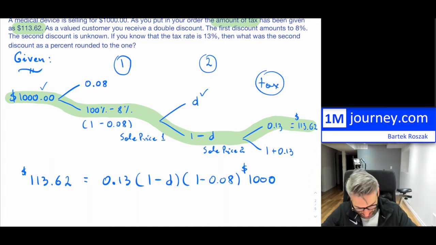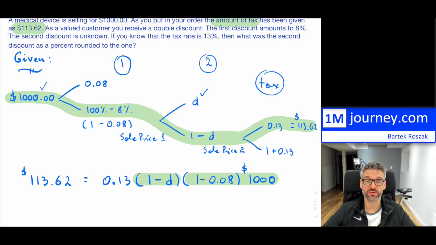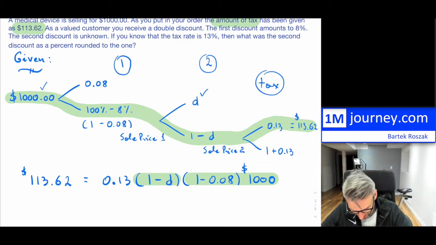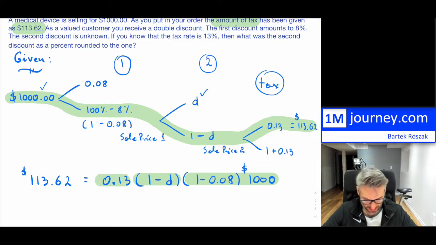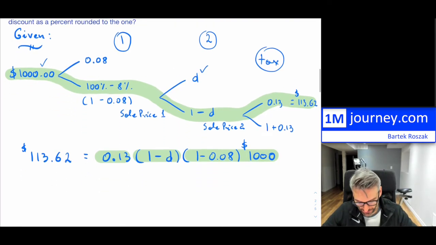So, within here, what would have happened is if you multiply these two together, you would have had the first sale price. After that sale price, if you multiplied it by the 1 minus D, if we knew what D was, you would have received your sale price number 2, and then you can multiply by the tax, and that's going to give you $113.62. So now, of course, I have to solve for this D.